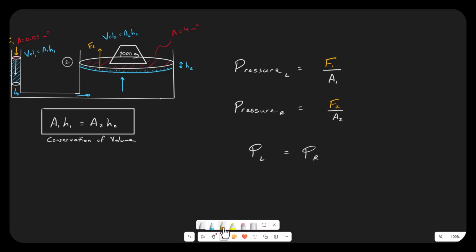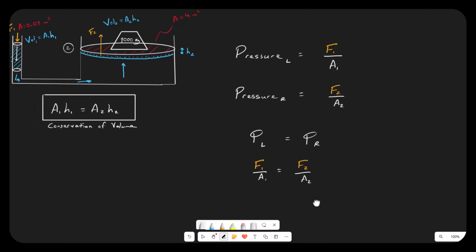Now looking at what that means, F1 over A1 is going to have to be equal to F2 over A2. Here's where it gets interesting. Area 2 is a lot bigger than area 1, which means I'm dividing by a big number over here and a small number over here. If these two are going to be equal to each other, then I get a big force on the right to balance a small force on the left. Let's look at what it is with these numbers.